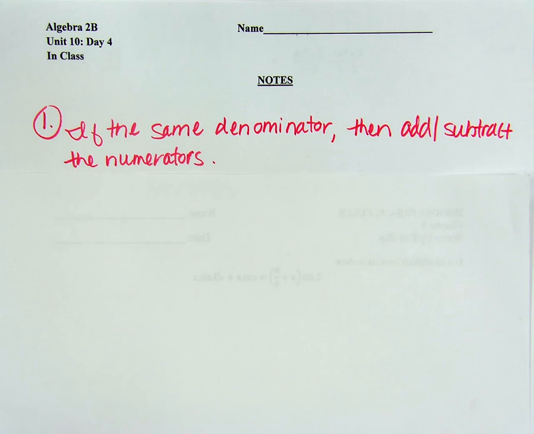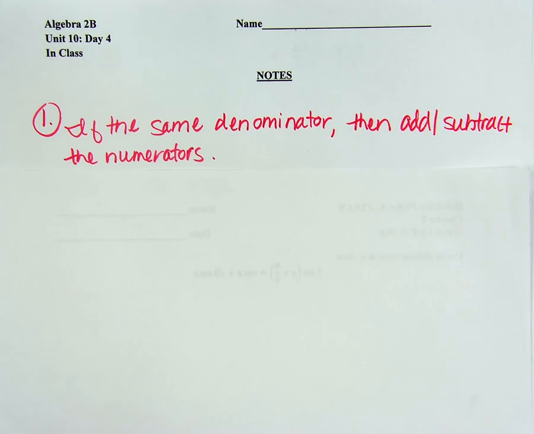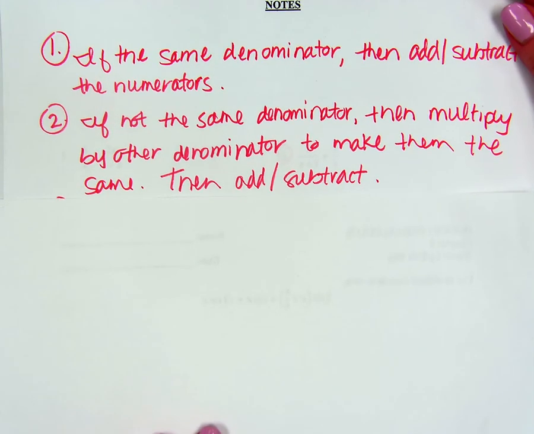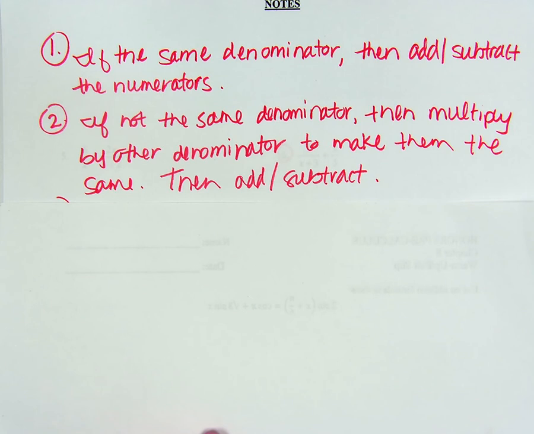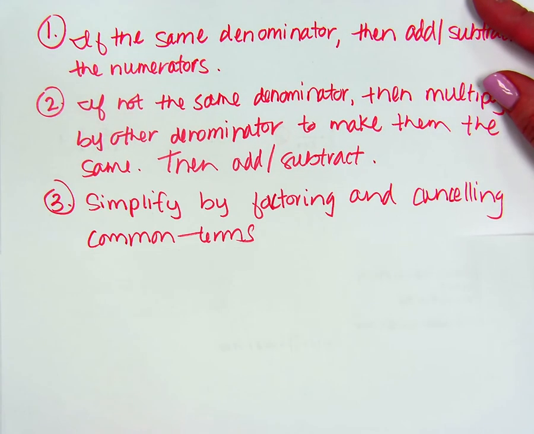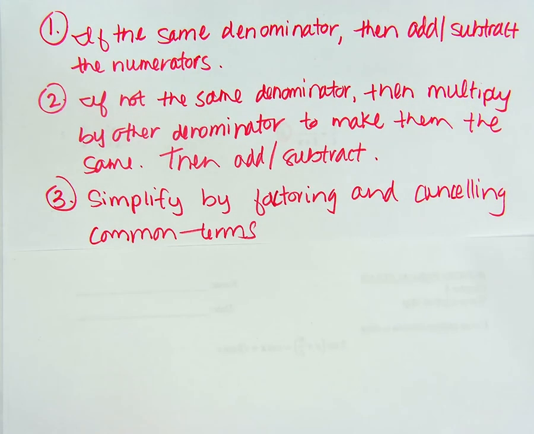And feel free to pause. I have these written out for you guys already. So if you want to pause and write them down real quick, go ahead. Otherwise, I'm just going to talk through them quickly. Number 2 says if it's not the same denominator, then you're going to multiply by the other denominator to make them the same, and then you're going to add and subtract. So that's the second step. If we identify that the fractions have different denominators, that's what we're going to do. And then the third step, after we've done 1 or 2, we're going to simplify by factoring, and then we're going to cancel out our common terms. So go ahead and pause the video if you need a second to jot those notes down. Otherwise, we're going to jump into number 1.